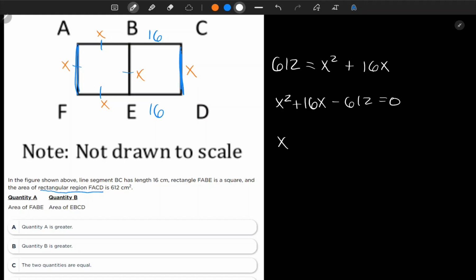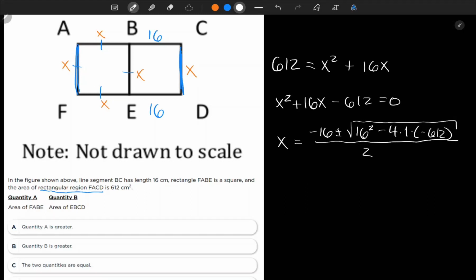So we say that x, the solution, is equal to negative b, so negative 16, plus or minus the square root of b squared, so here b is 16, so 16 squared, minus 4 times a, where a is the coefficient in front of x squared, so that's 1, times c. C is this constant here, so it's negative 612. And we divide by 2a. So here a is 1, so 2 times 1, that's just equal to 2.